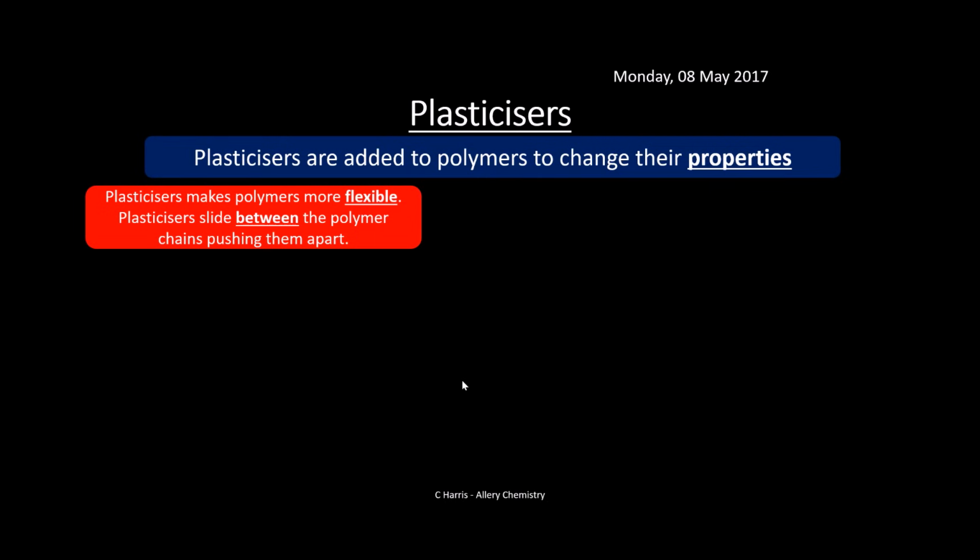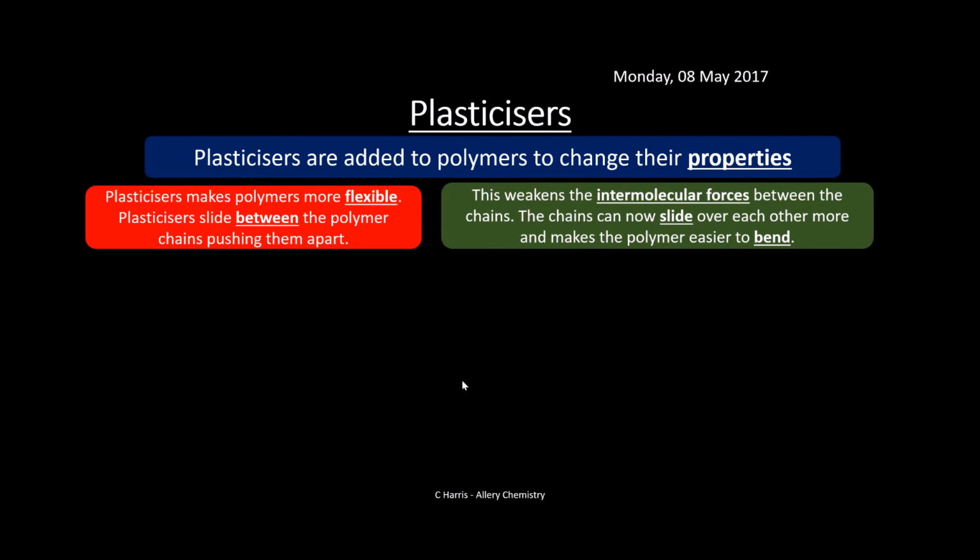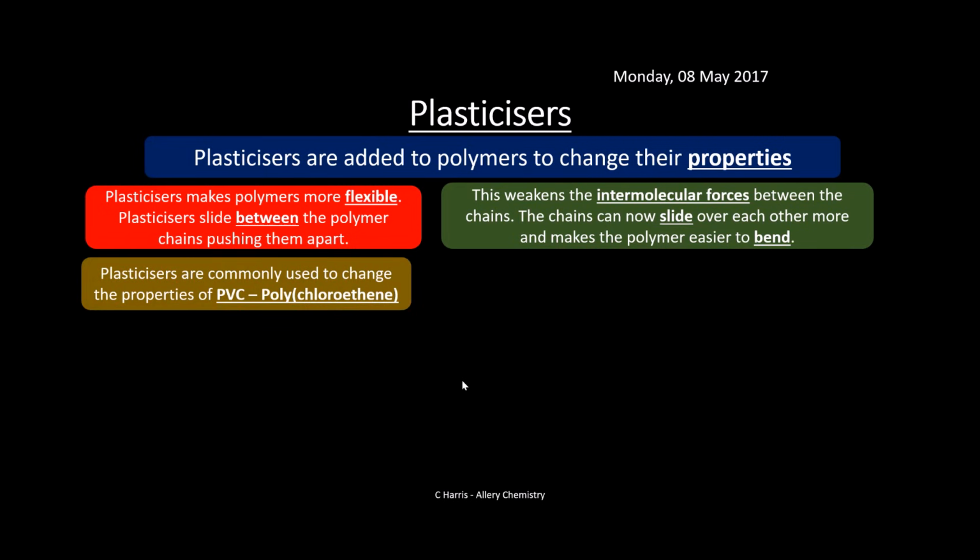Plasticizers slide between the polymer chains and push them apart, so it makes them a little bit softer, weakens the intermolecular forces between the chains, and they can now slide over each other, and you can bend the plastic a lot easier, which can have useful properties for certain things. Like I say, you can add plasticizers to PVC and it can change the properties.